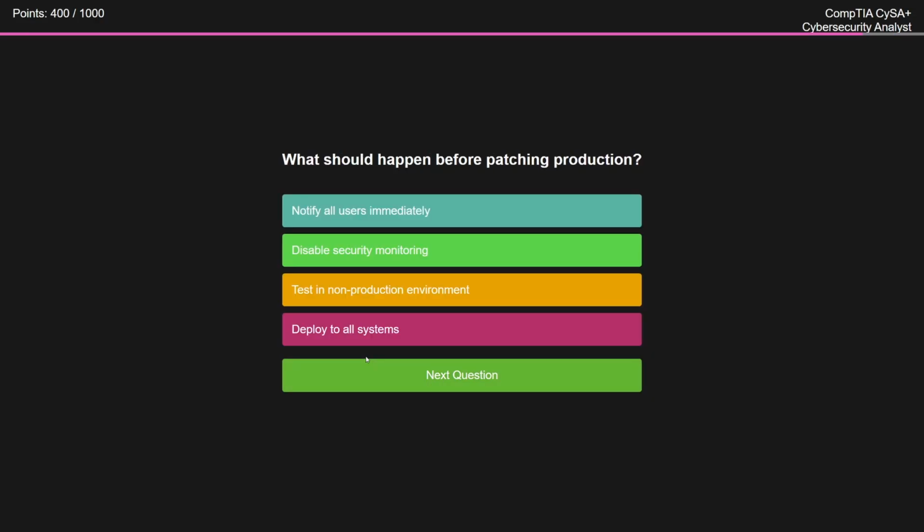What should happen before patching production? Notify all users immediately. Disable security monitoring. Test in non-production environment. Deploy to all systems. I mean, for this one, I'm going to say notify them, right? No, you test in a non-production environment.